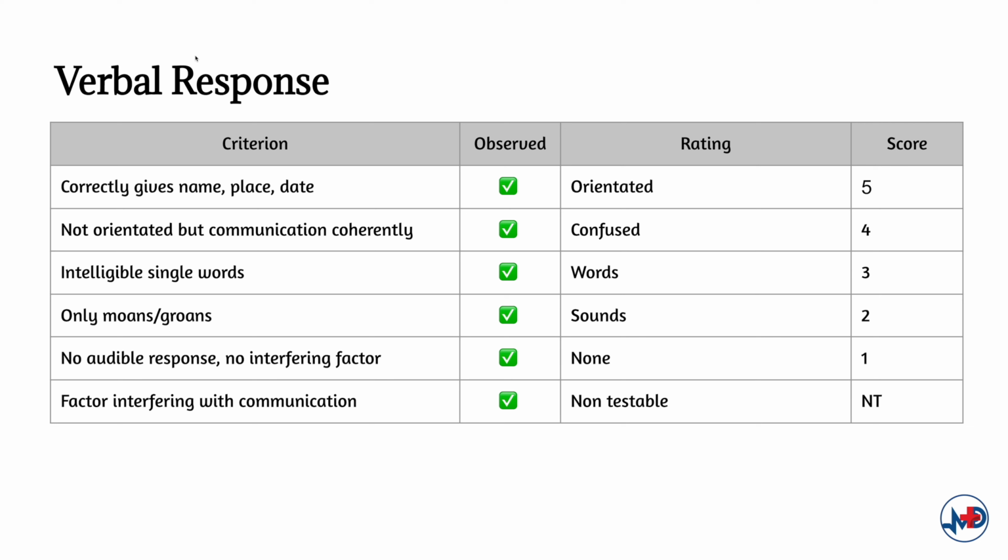If the patient is able to only respond with comprehensible words, that would mean a score 3. And if you find the patient responding by moaning or groaning, which means only sounds are made, that is a score 2. Finally, if there's no audible response to your call, that's a score 1.